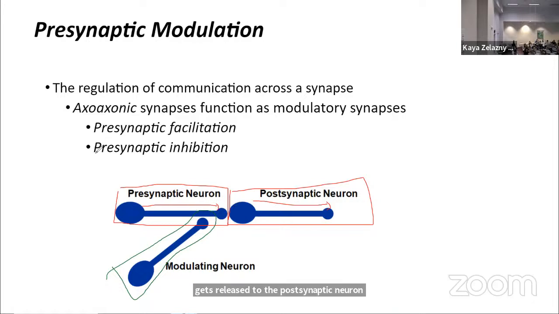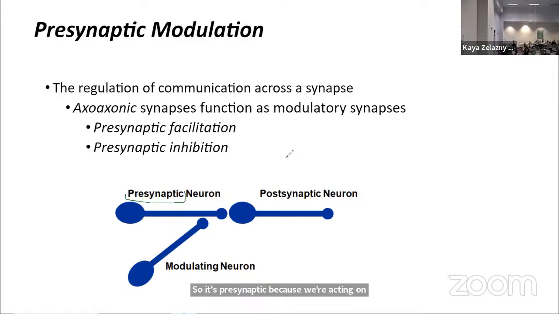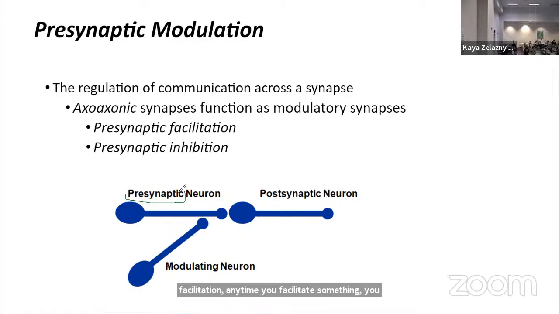Okay? So we can either cause more neurotransmitter to be released, or we can cause less neurotransmitter to be released, which means that we can have both facilitation and inhibition. So it's presynaptic because we're acting on the presynaptic neuron. Facilitation, anytime you facilitate something, you make it easier. Inhibition, inhibiting something is like suppressing it, right? So this is the role of the axo-axonic synapses.